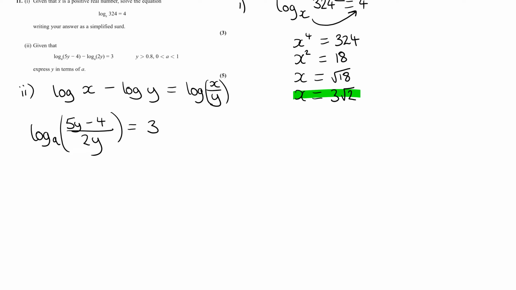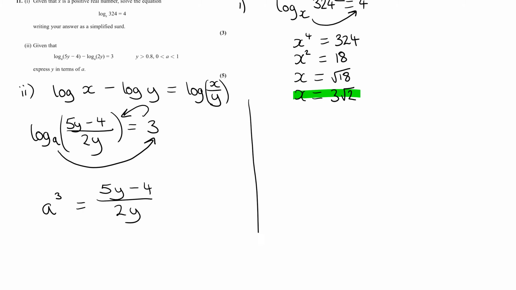So now, just like I did in the first part, I can switch this into exponential form. This now becomes a to the power of 3 equals 5y minus 4 over 2y. It's a really powerful tool, switching from log form to exponential form, and it's really important that you learn that. So then with this a cubed equals 5y minus 4 over 2y, what I now want to do is write this in the form y equals. So basically I'm just making y the subject.